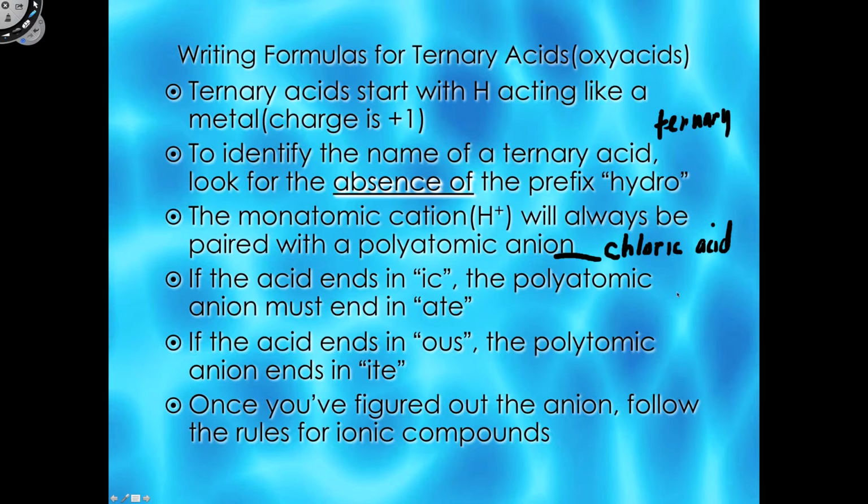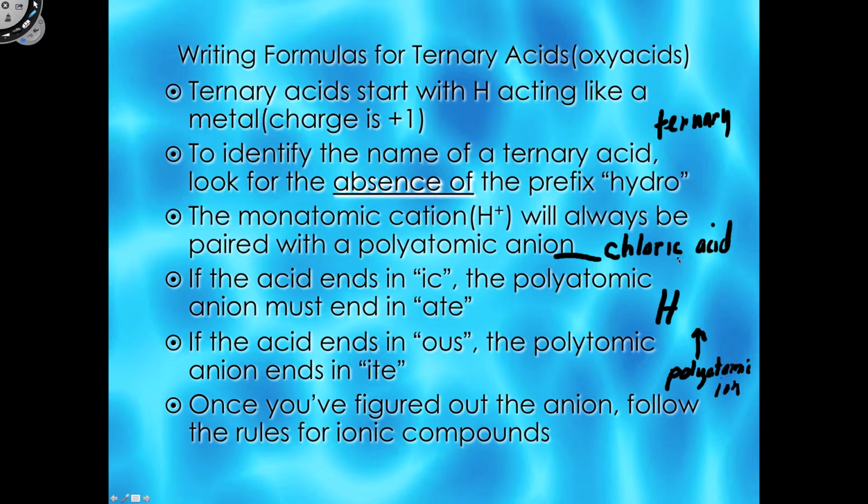And if it's ternary, that means it's got 3 or more elements in it. Well, I know the first element's going to be H, automatically. Question is, what's attached to it? Well, automatically, if it has a total of 3 elements at least, then this ion that's connected to the H has to be at least 2 elements. What type of ion is that? Polyatomic.